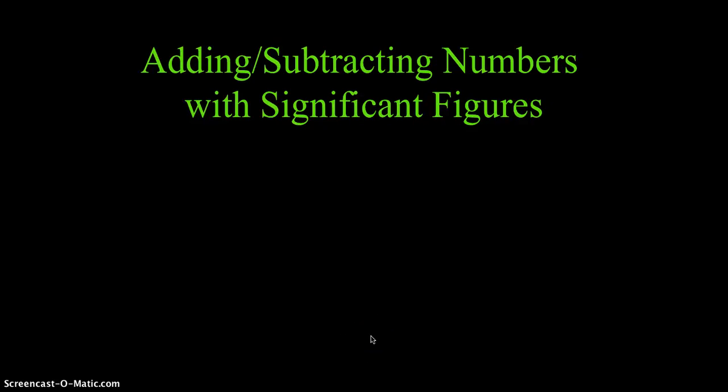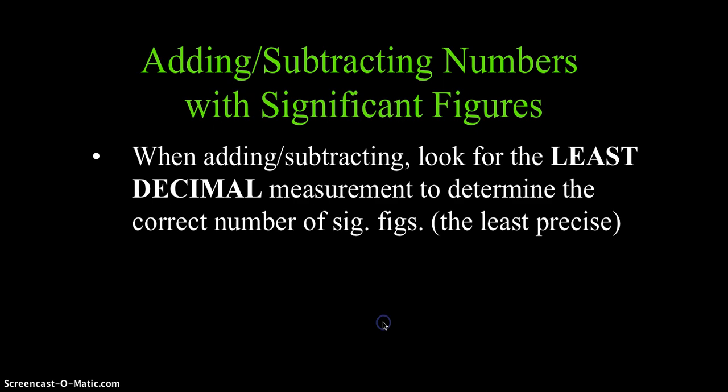Now that you've learned how to determine the number of significant digits in a particular value, we're going to learn how to use those numbers to do calculations. What's especially important for you to keep in mind is that there are two different ways. There's a way to do it when you're adding or subtracting values, and a different way to do it if you're multiplying and dividing.